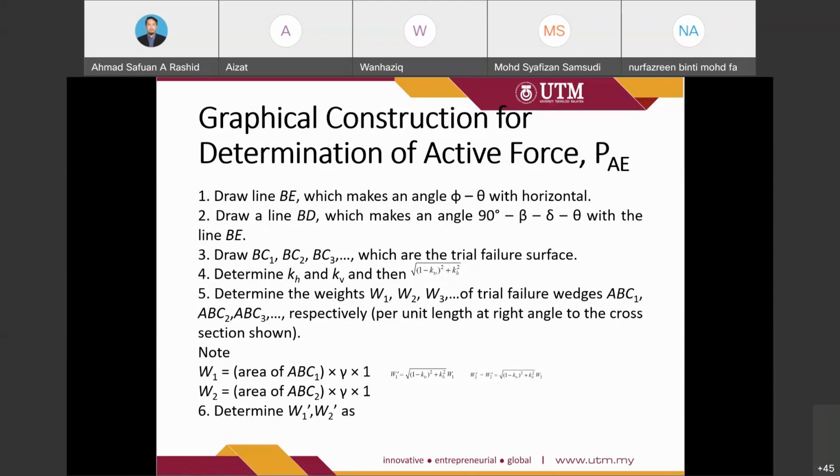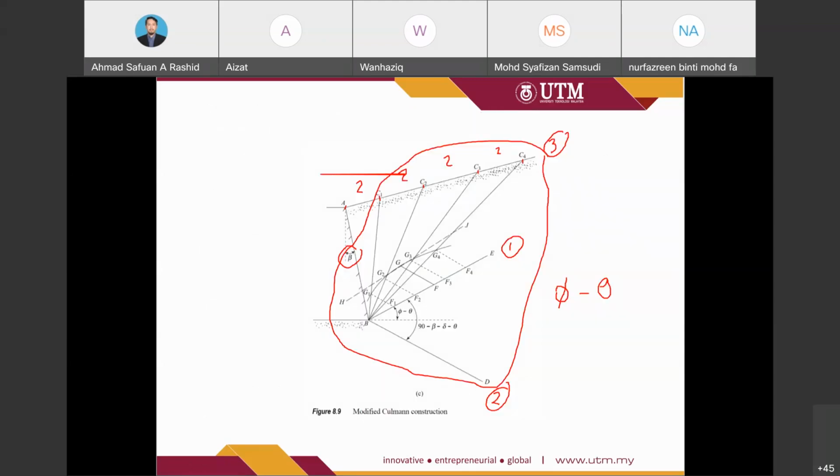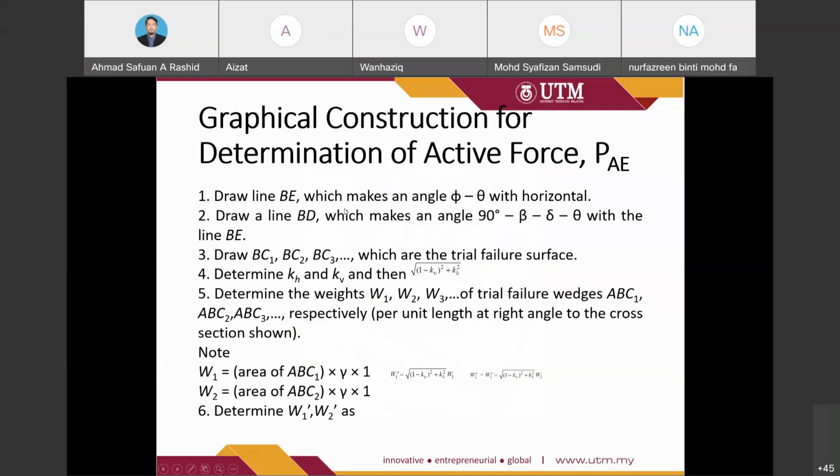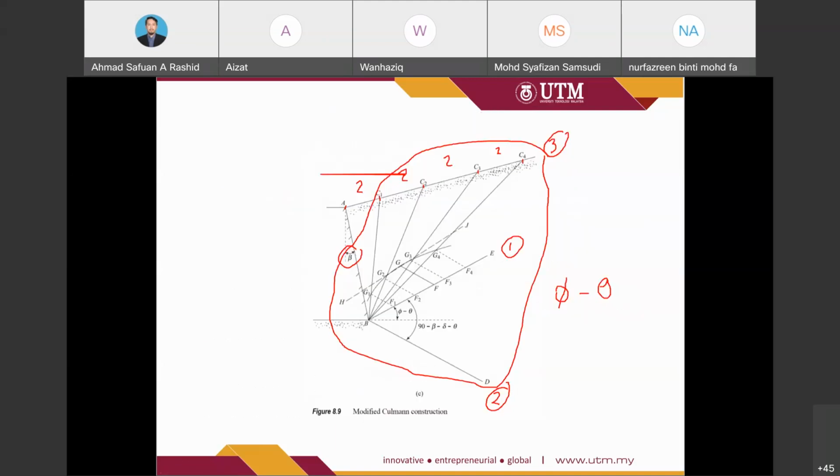So the next step is to get the value of W. ABC1, C1, C2, this value is the ABC1 value. Then ABC2, then get the value of ABC3, and the last one, get the value of ABC4.